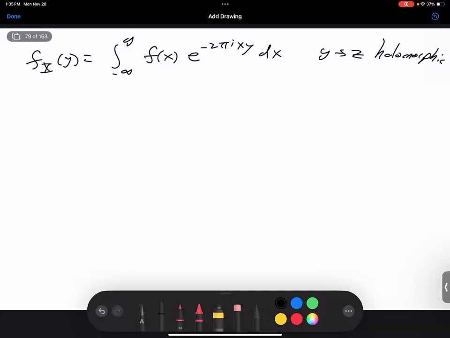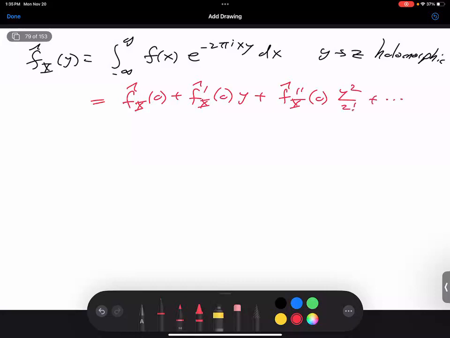There's that, but I'm using the word holomorphic. Analytic. Holomorphic functions are analytic. So I should be able to write this as the Fourier transform at 0, plus the derivative of the Fourier transform at 0 times y, plus the second derivative of the Fourier transform at 0 times y squared over 2 factorial, plus dot, dot, dot.